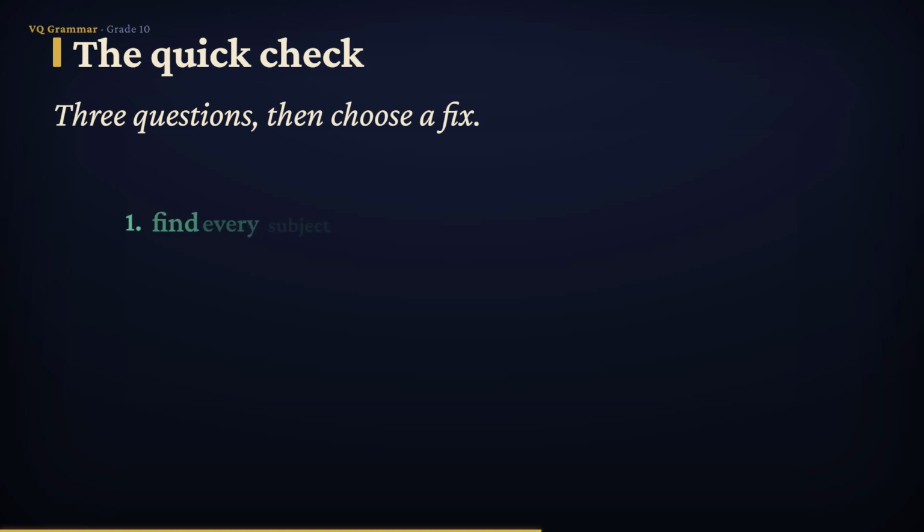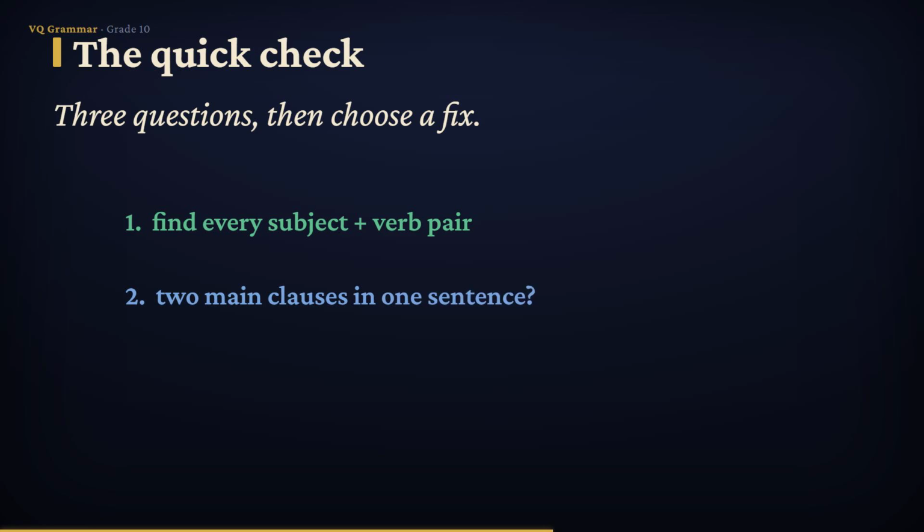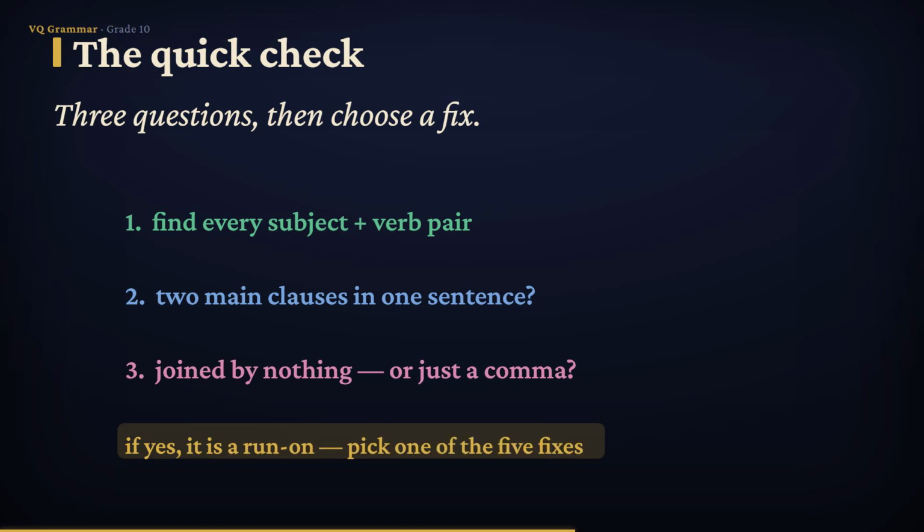Step 1. Find every subject and verb pair in the sentence. Step 2. Ask whether you have two main clauses sitting in one sentence, two pieces that could each stand alone. Step 3. Look at what joins them. Is there nothing at all between them, or is there just a lonely comma? If either of those is true, you have got a run-on, and now you have 5 fixes to choose from: a period, a comma with a conjunction, a semicolon with a conjunctive adverb, or a subordinate clause.